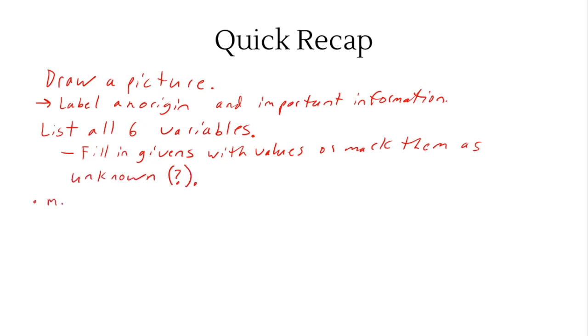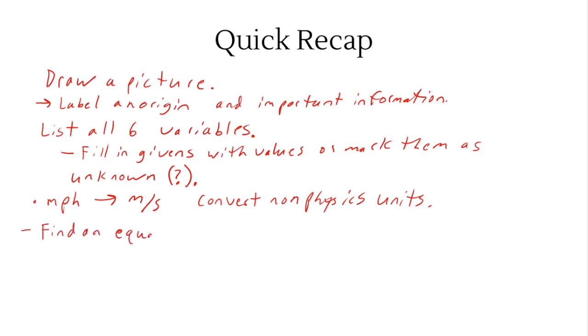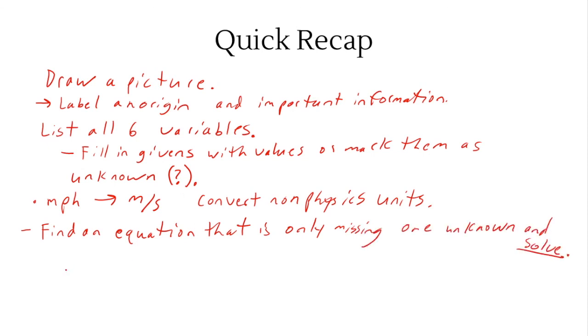Another really important thing to remember is that if we're ever given a number that's in non-physics type units, like miles per hour, we need to make sure that we're converting that into meters per second. So convert non-physics units. After you have all your variables listed, you're just going to go ahead and solve for the 2 unknowns. And the way that we solve for those unknowns is that we need to find an equation where we're only missing one of those unknowns. And then we're just going to repeat these steps until we have no more unknowns left and we've solved for every variable.